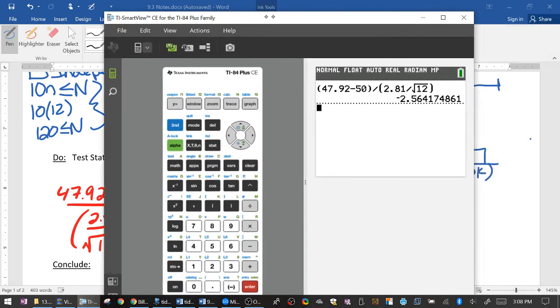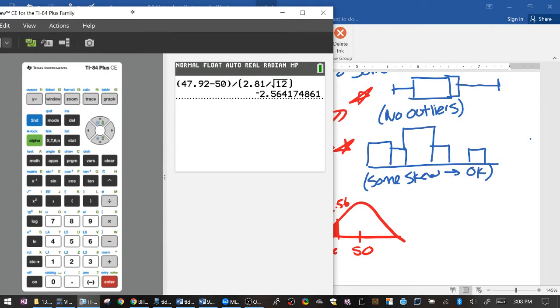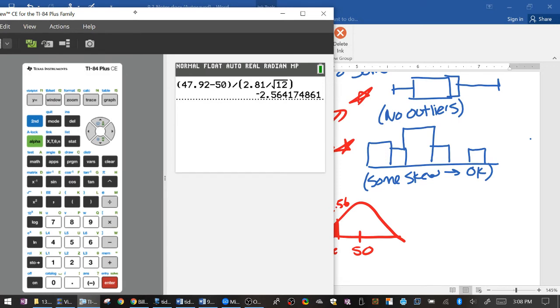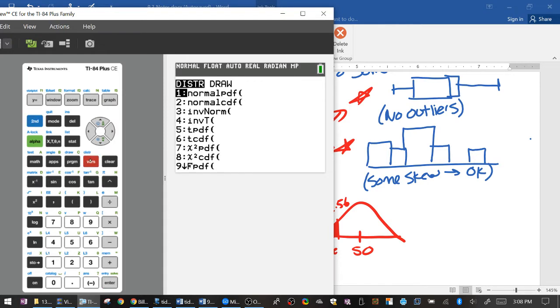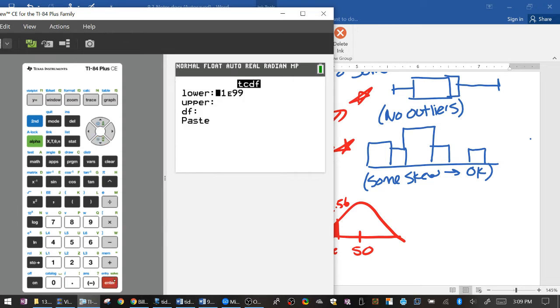Okay? All right, so follow along with me, and if you need to replay this, you can access this again. We do second and then choose distribution. It's right by the vars key. Okay, because I'm doing a t-value, I'm going to go down to option number 6, where it says TCDF. Okay, and they're going to ask for a couple things, the lower value, the upper value, the degree of freedom.